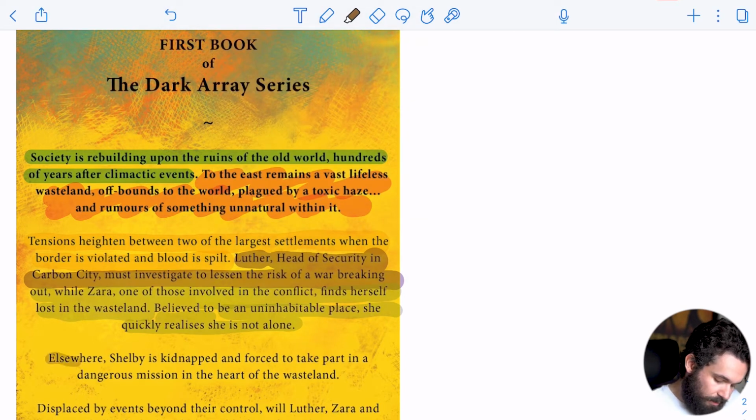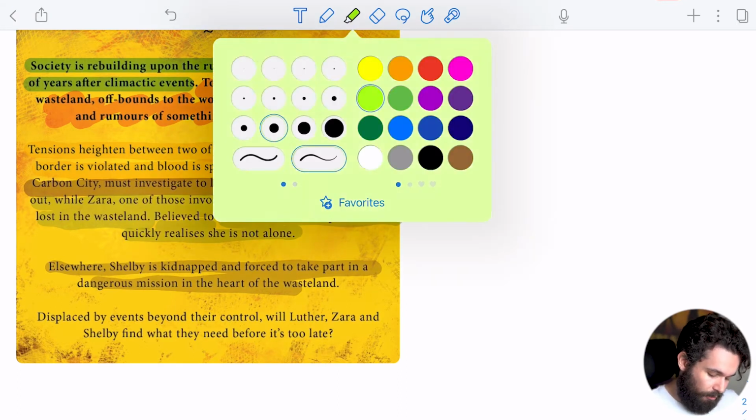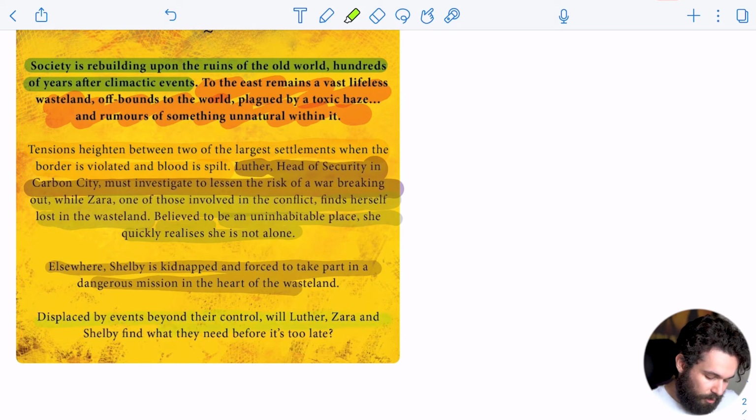That is going to obviously be one scene. I'm sorry, the highlighting colours again aren't doing it, are they? "Displaced by events beyond their control, will Luther, Zara and Shelby find what they need before it's too late?" And that, of course, is the final one, which is now talking about all of the three main characters.